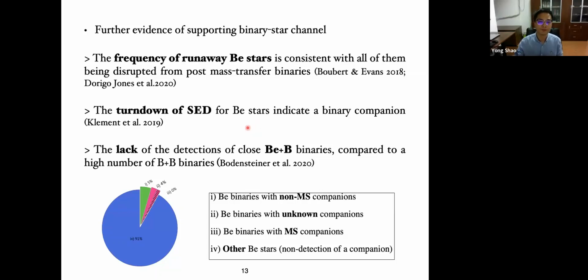So for B stars in binaries, the spectral energy distribution will show a turn down. For a well-studied sample, almost all B stars are observed to show the turn down of the spectral energy distribution. So it is possible that almost all B stars have a binary companion.